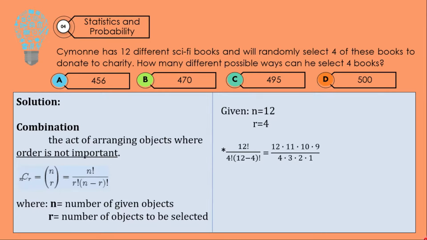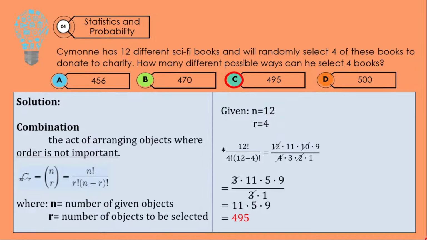Since 12 minus 4 is 8, we could directly eliminate numbers from 8 below, and what's left are 12 times 11 times 10 times 9, and we'll have 4 factorial as our denominator. We could further simplify this by cancelling out 12 by 4 and 10 by 2. Notice that I didn't divide 9 by 3 since it's just the same with cancelling 3 here. If I divide 9 by 3, we'll have 2, 3 in the numerator, which is just exactly the same with 3 times 11 times 5 times 9 over 3 times 1. We'll have 11 times 5 times 9, which is equivalent to 495. So our answer to this problem is letter C.